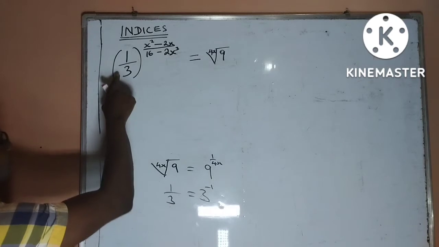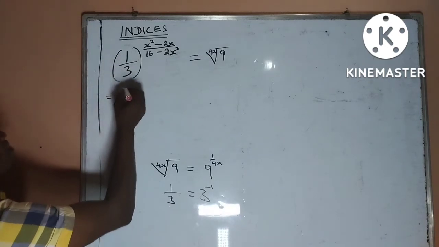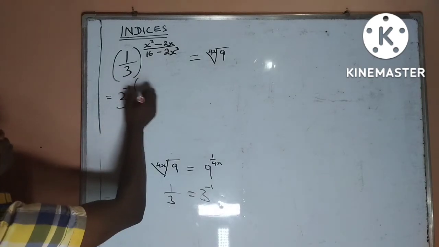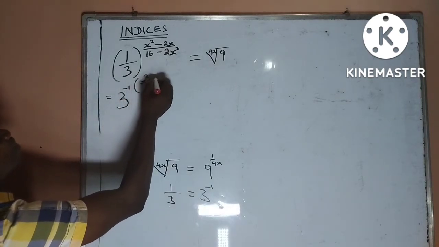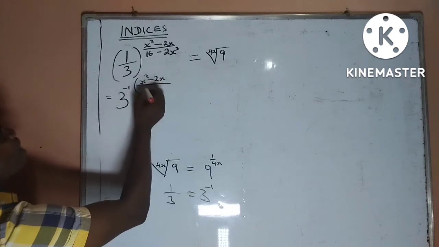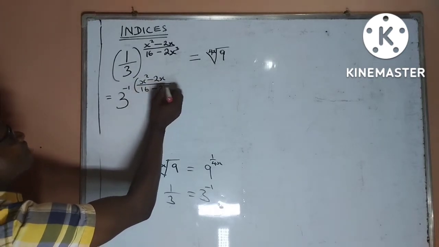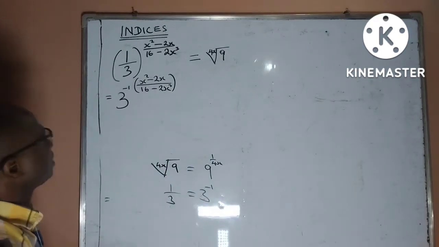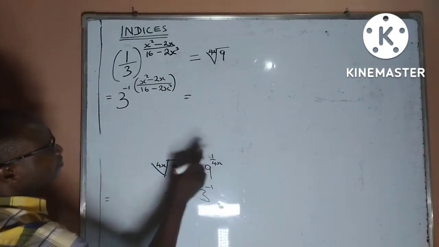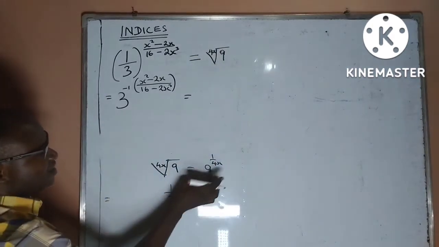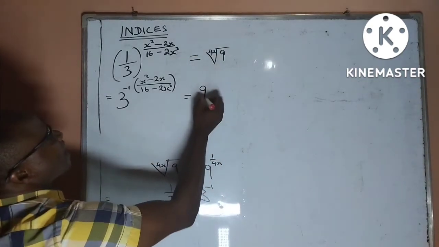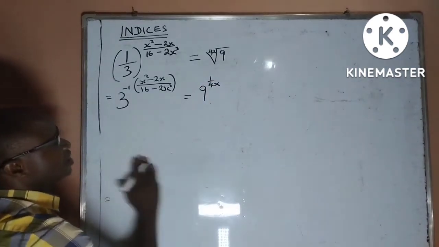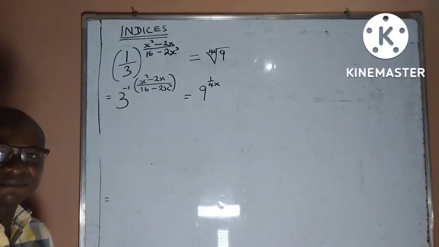Step 1. 1 over 3 will be written as minus 3 raised to the power minus 1 into x raised to the power 2 minus 2x all over 16 minus 2x raised to the power 3, everything into the bracket equal to, I want to represent this as I said here, which is now 9 raised to the power 1 all over 4x. That is what I have in the first step.